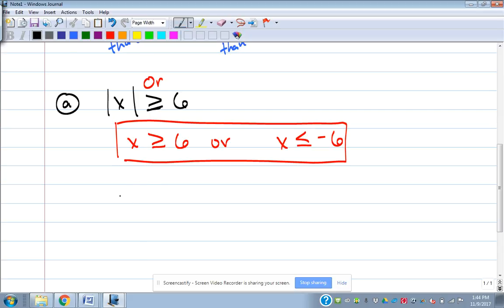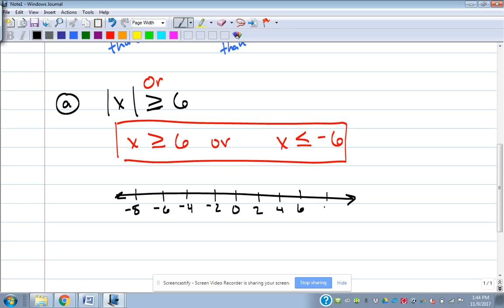And then you plot it on the number line. We have to go from -6 to +6, so we need to go a little bit past that. I'm going to go by twos. So I'll go -8, -6, -4, -2, 0, 2, 4, 6, 8.